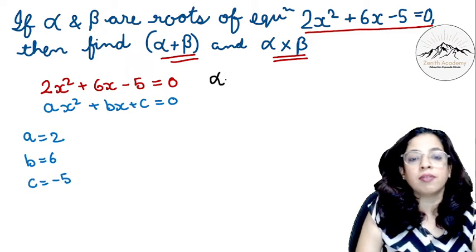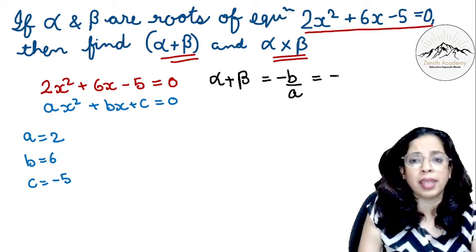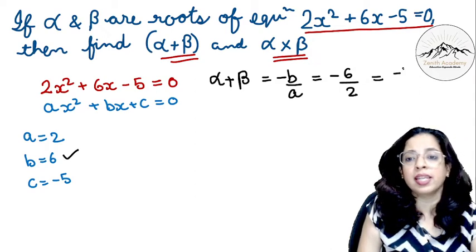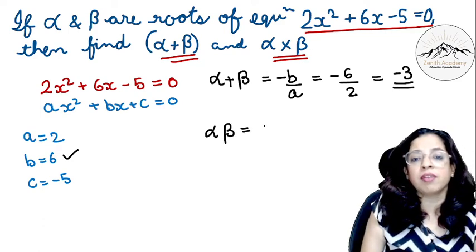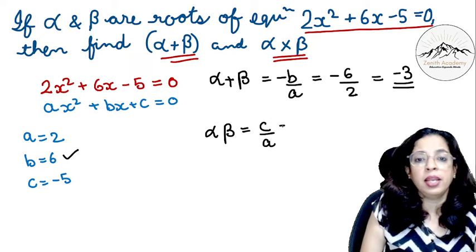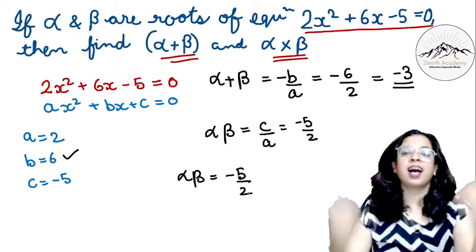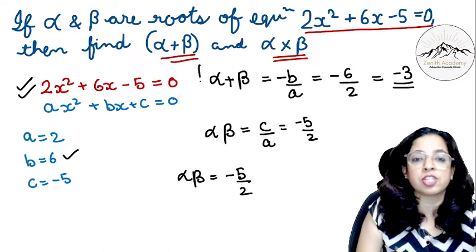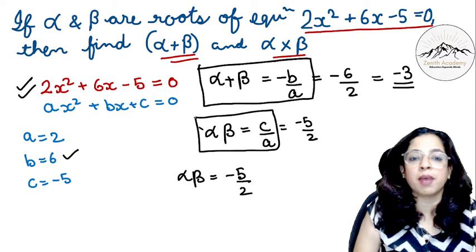Now we know these relationships. Alpha plus beta is equal to minus b by a, so it is equal to minus 6 by 2, which is equal to minus 3. So alpha plus beta is minus 3. Now, what is alpha into beta? Alpha into beta is c by a. C is minus 5 and a is 2. So alpha beta is minus 5 by 2. So you did not have to find the roots, right? You only found a, b, c from the equation and used the relation: alpha plus beta is minus b by a and alpha into beta is c by a.